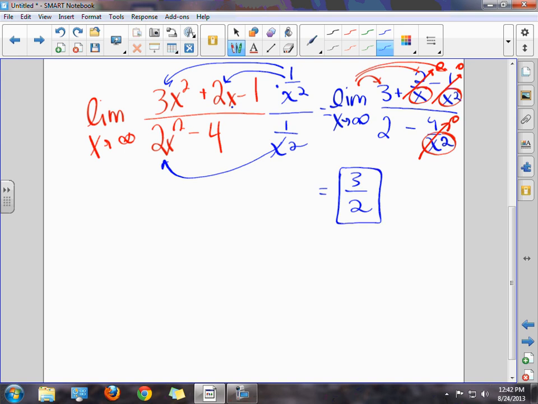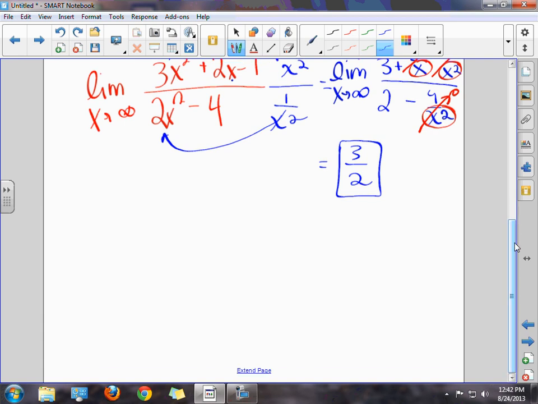It also works with rational exponents as well as roots. So let me look at an example of that.